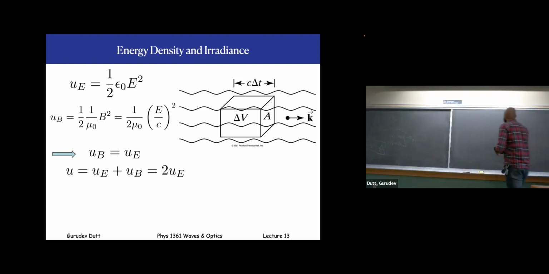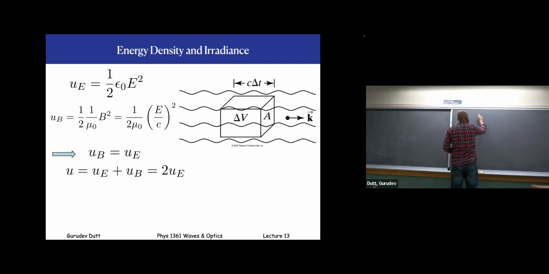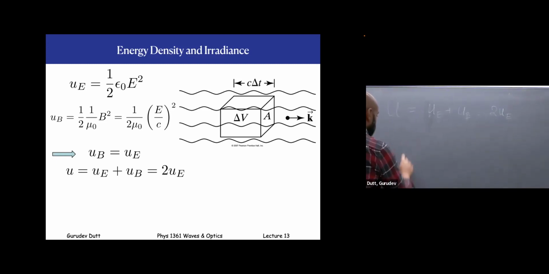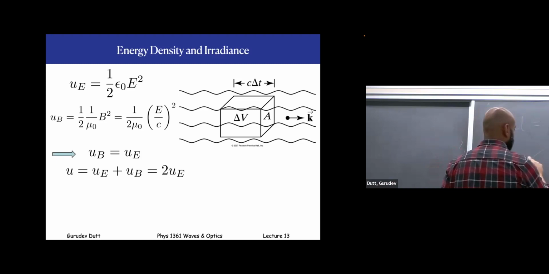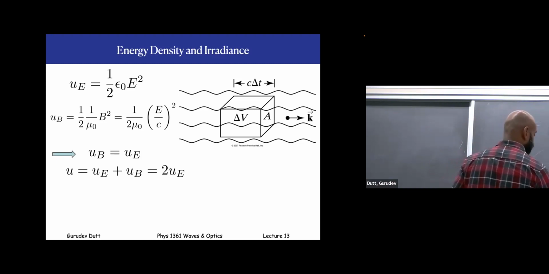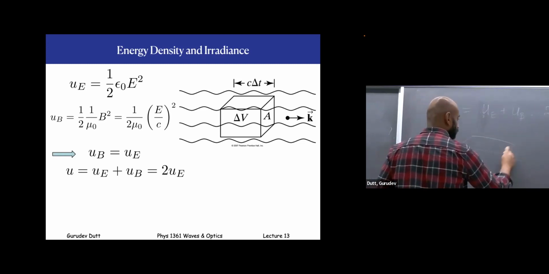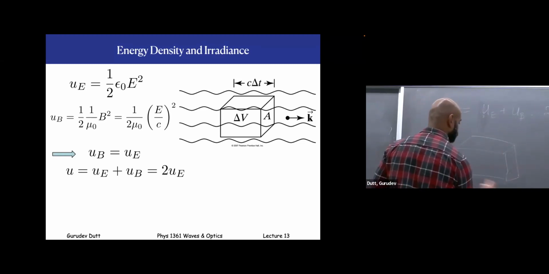We have the expression U for the energy density in the wave, which I said is just the sum of the magnetic and the electric field energy densities. We saw that these two are equal to each other. So that gives me 2 times UE, which is the energy density in the electric field alone. Then if I take a box, draw a very good box.